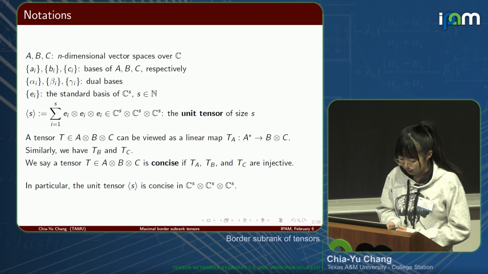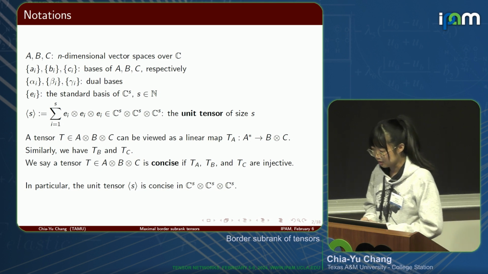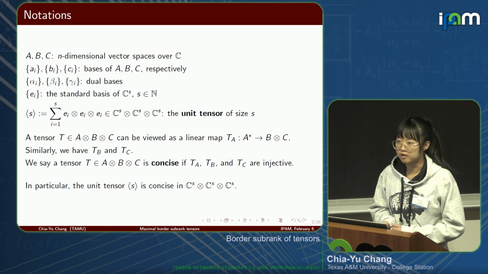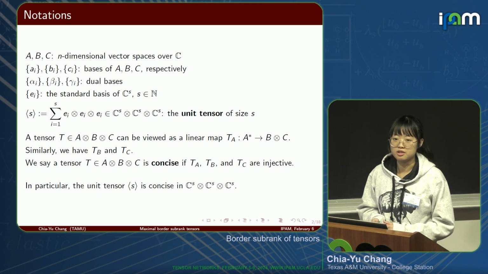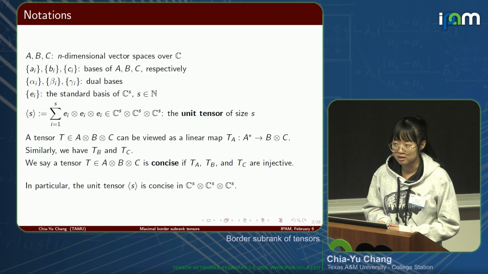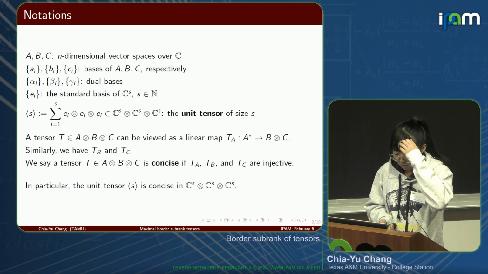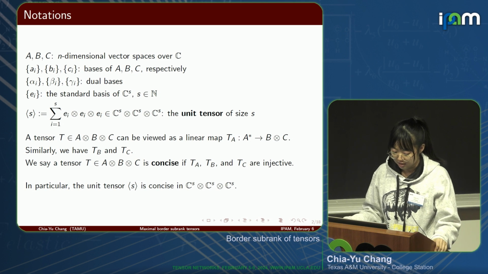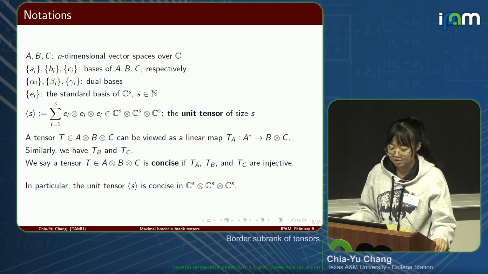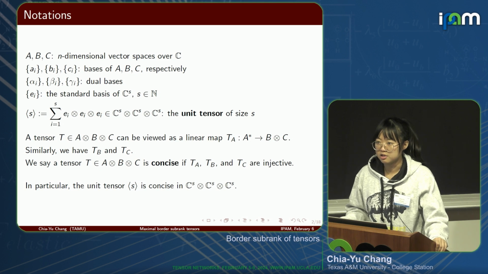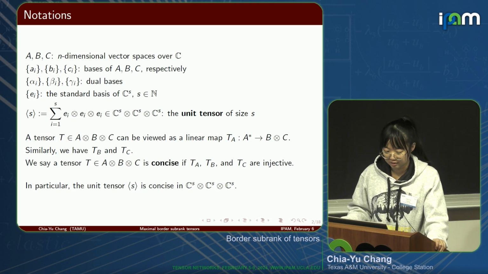Okay, and the maximum possible value of a tensor in A tensor B tensor C is n. The question we care about here is: what other tensors in this tensor space also have the maximum value?